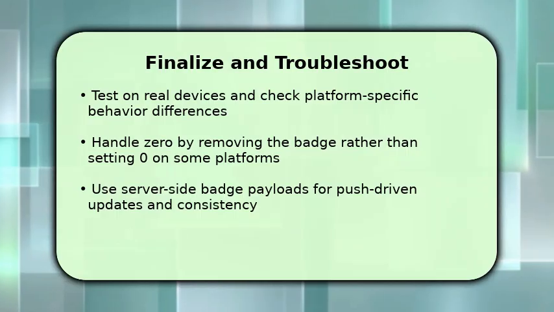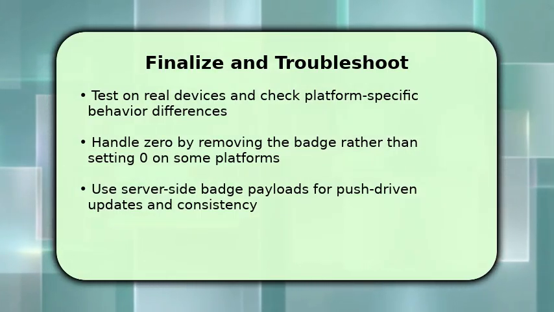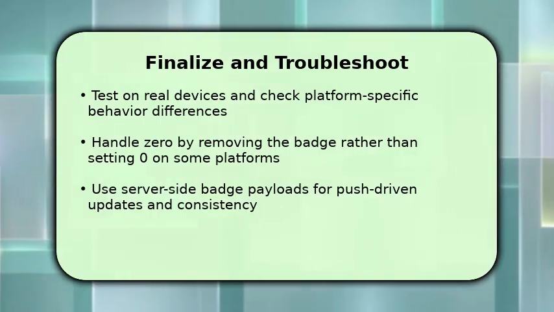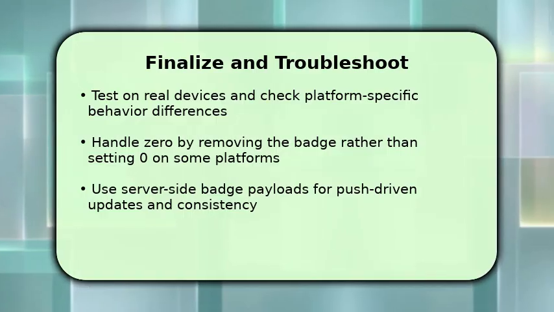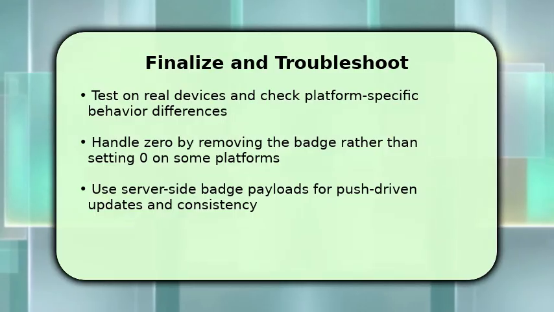Once stable, send badge values from your server in push payloads to keep devices in sync. If badges don't appear, make sure notification permission is granted, the correct entitlements and manifest flags exist, and debug using device logs to confirm API calls succeed.